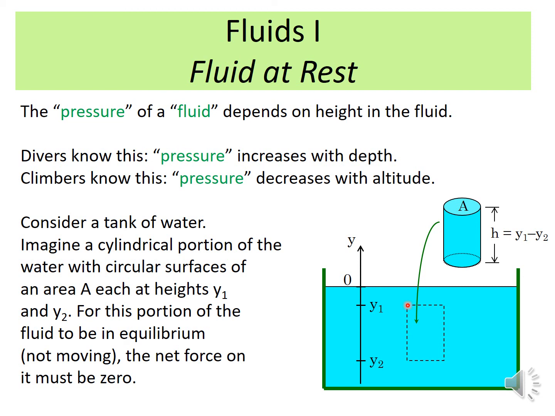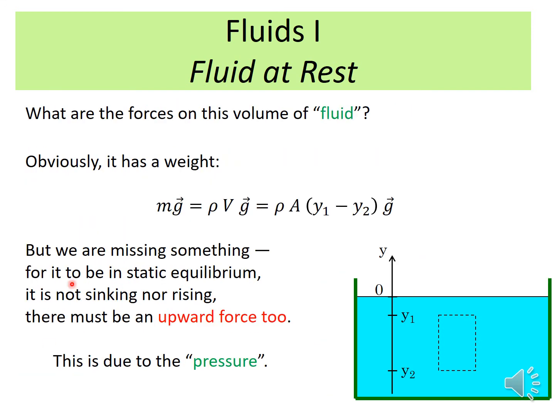We also know that, having located this, there is no net force on this piece of water because it's not going to move upwards, downwards, left, or right. So let's have a look at what kind of forces are involved. First of all, this cylinder of water obviously has a weight. That weight can be easily calculated. It's the mass of the water element times g, which is the density of the water times the volume of this particular cylinder multiplied by g.